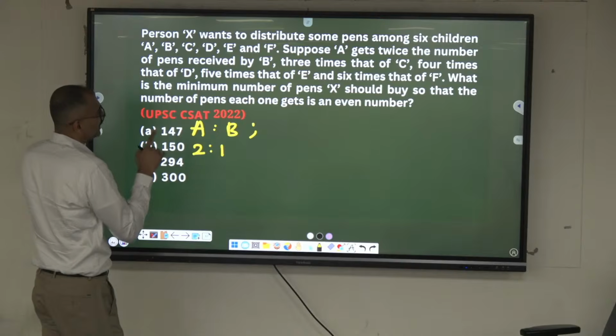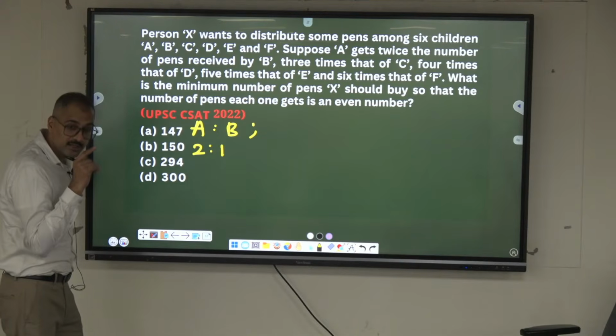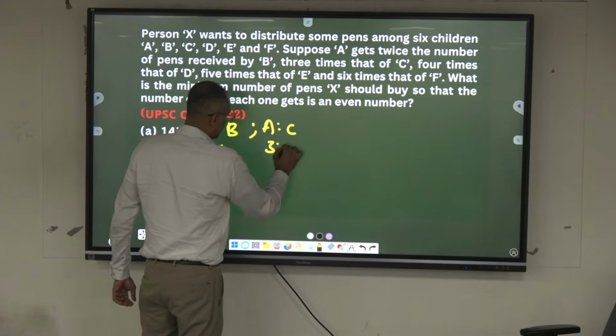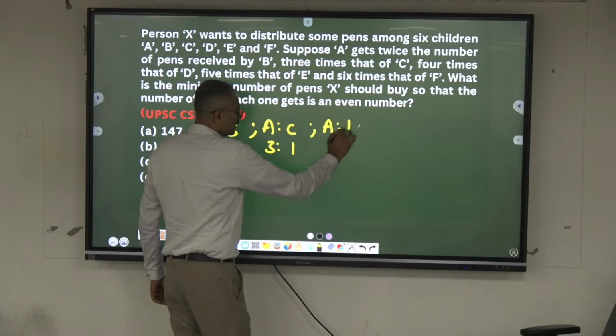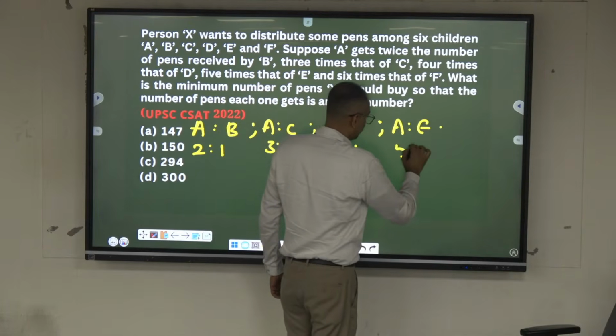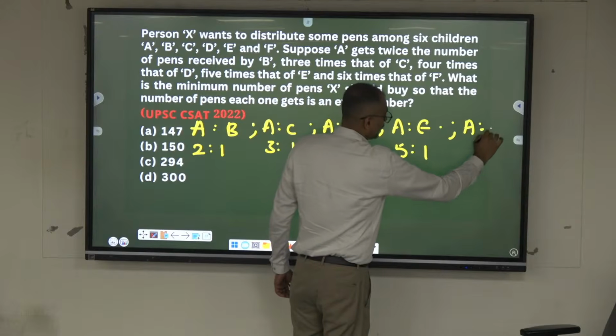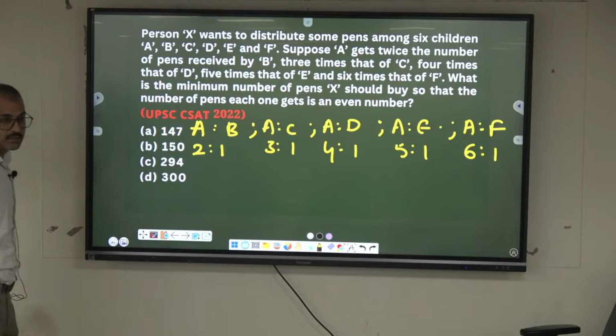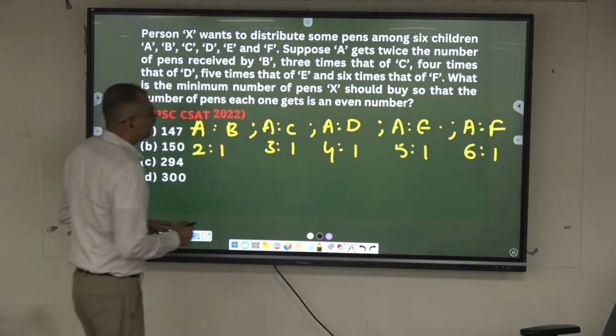received by B, 3 times that of C. He is talking about A compared with C. 3:1. Then A is to D, 4:1. A is to E, 5:1. And A is to F, 6:1. You have to take it like this. Got it? This is the ratio. 6 times that of F.